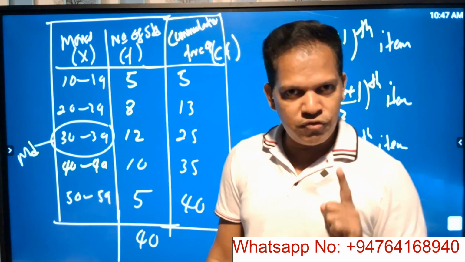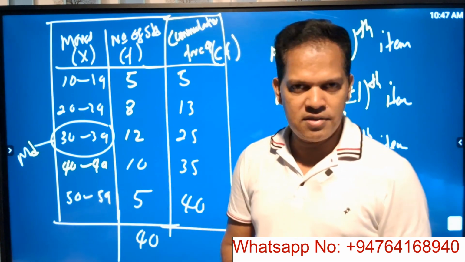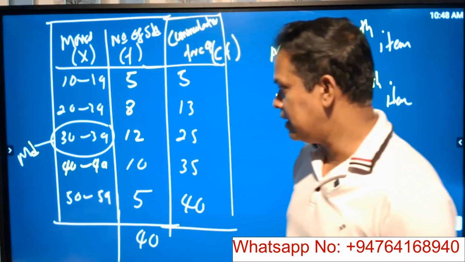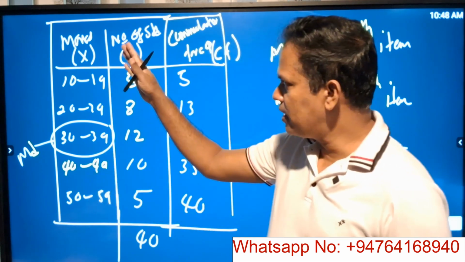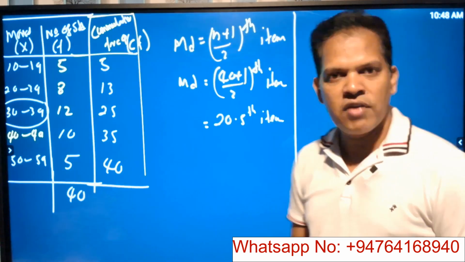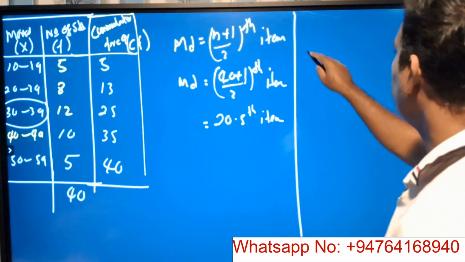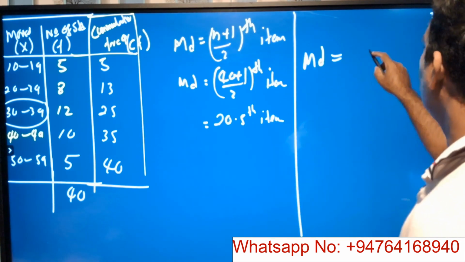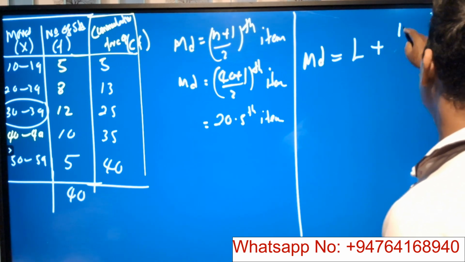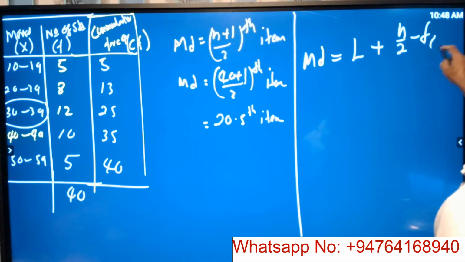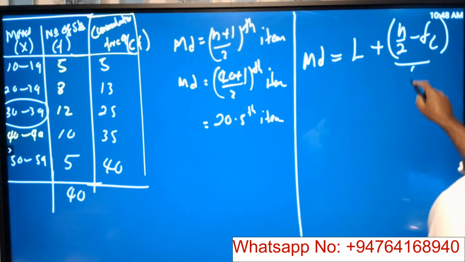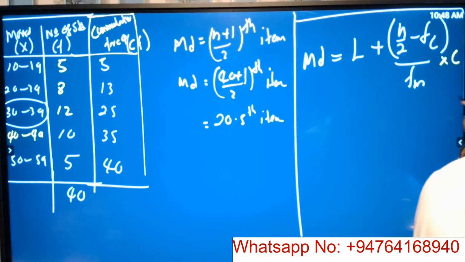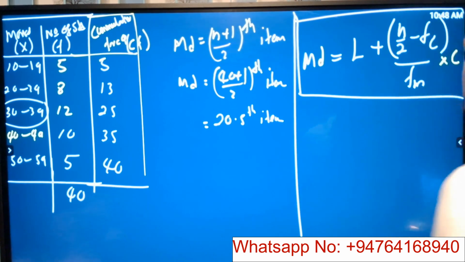After that, how do we find the exact median? Using the histogram we prove another formula to find the exact median of this group frequency distribution. What is that formula? After finding the median class like this, the median can be found using this formula: L plus (N divided by 2 minus FC) divided by Fm, into C. What are those terms? I will explain the meaning of these terms.